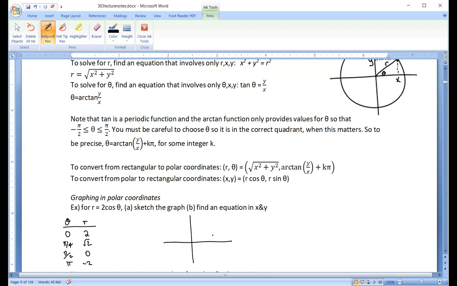At 0, r is 2, so that gives us this point. At pi over 4, we're getting rad 2, so that's somewhere around here, maybe a little further, actually. Maybe something more like that. And then at pi over 2, we get 0, so something like this. And then notice that at pi, we get negative 2, and that just goes back, that gives us our original point.